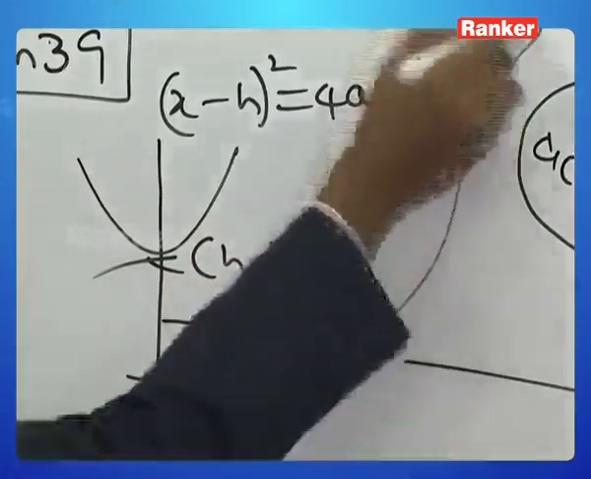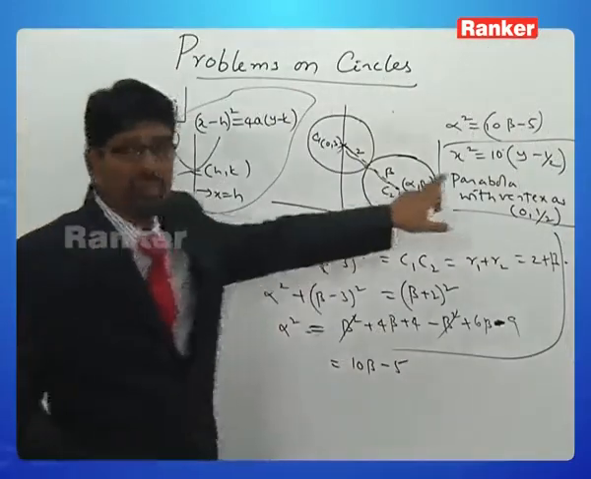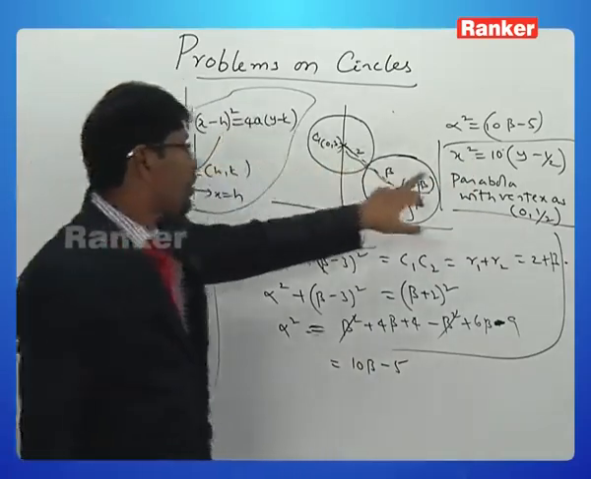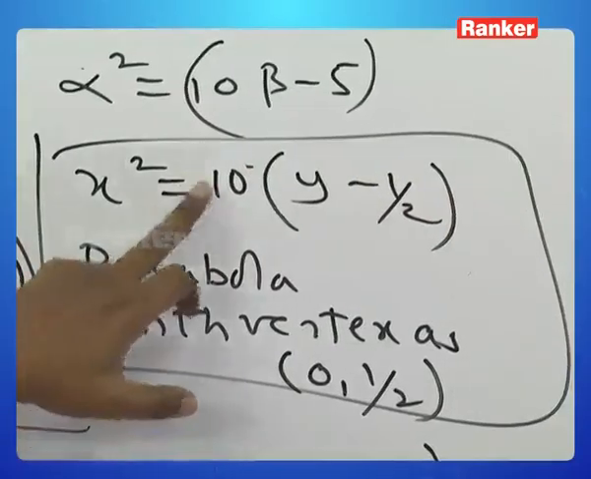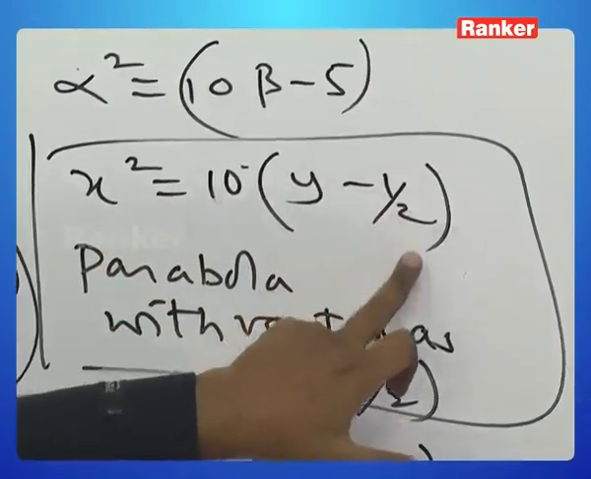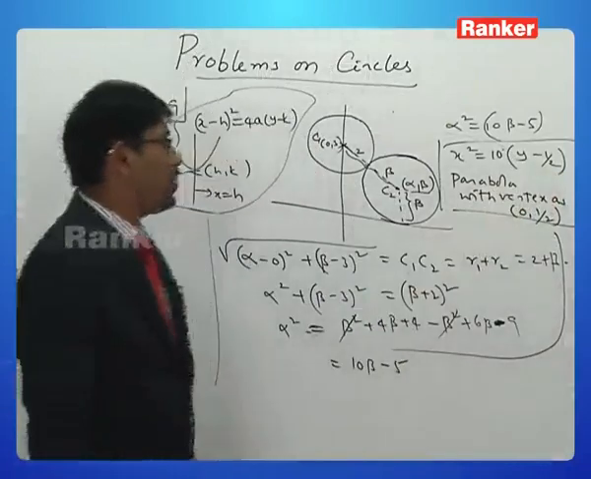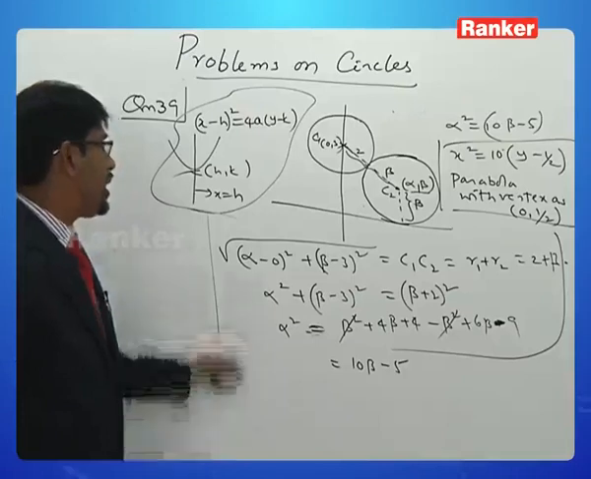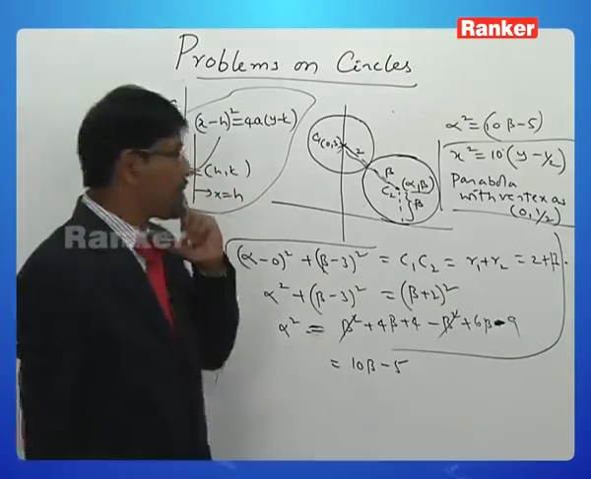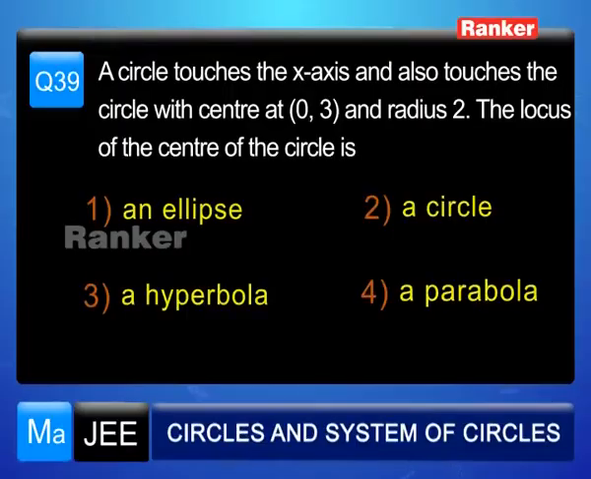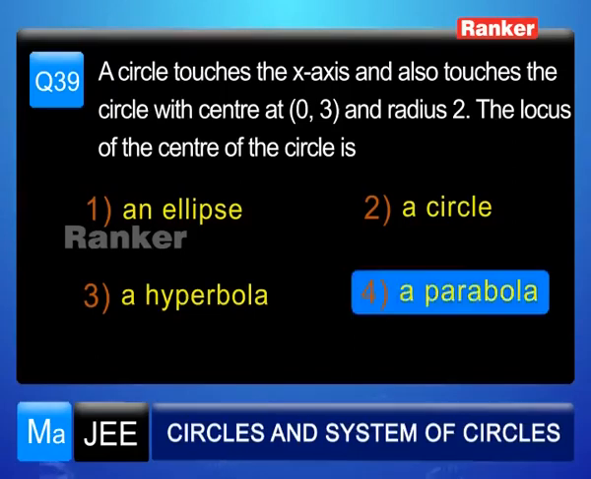It's a parabola. So is it in that standard form? X square. So instead of h we have 0, so x minus 0 the whole square. Instead of 4a we have 10. Y minus k, where instead of k we have half. So it is a parabola with vertex as 0 comma half, and the axis of symmetry being x equal to h, which means x equal to 0 here. Right. So the right option is answer 4. Option 4 is the right option.